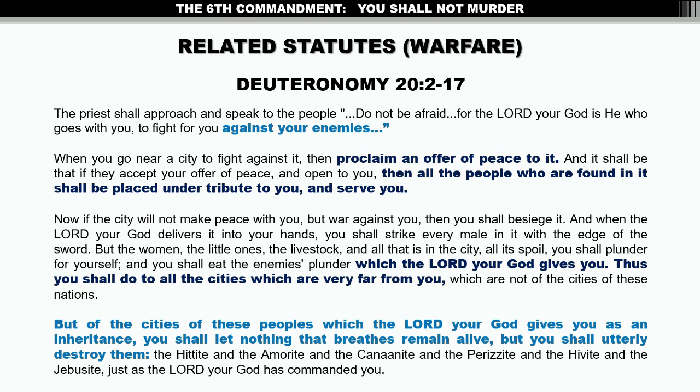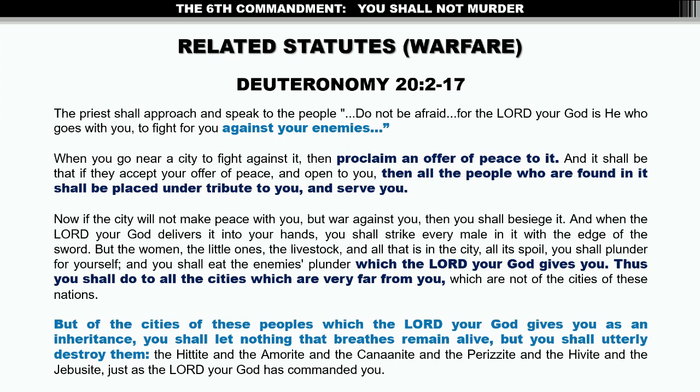Now, God here first deals with warfare against cities and nations beyond the land that he had promised them. An offer of peace was to be made first. If they agreed, they would come under tribute to Israel. Now, if they refused, all the males were to be killed, but the women and children would be theirs as spoils of war to be their servants.